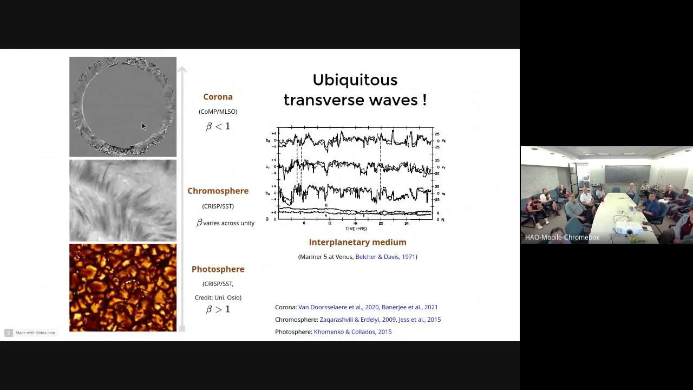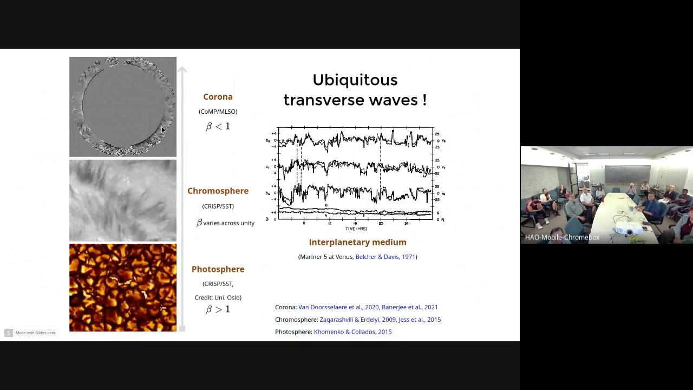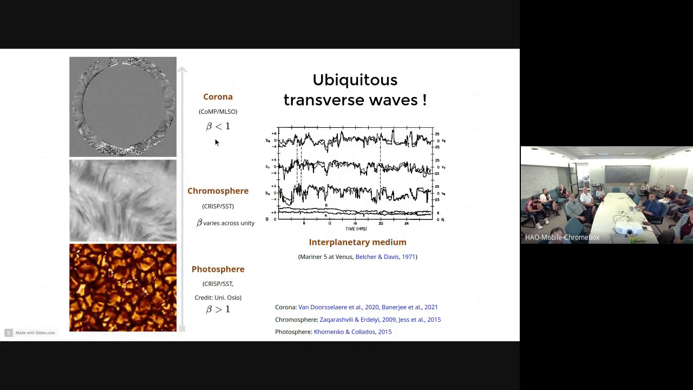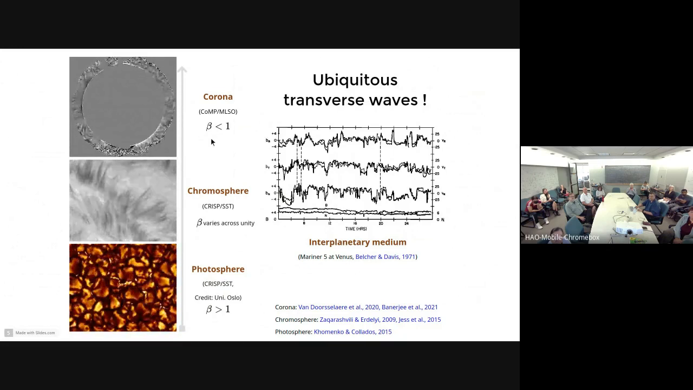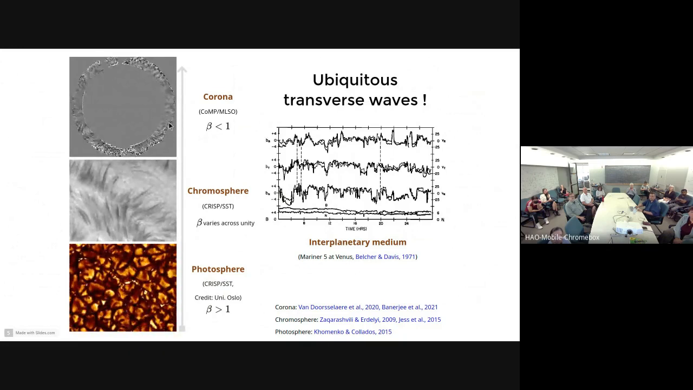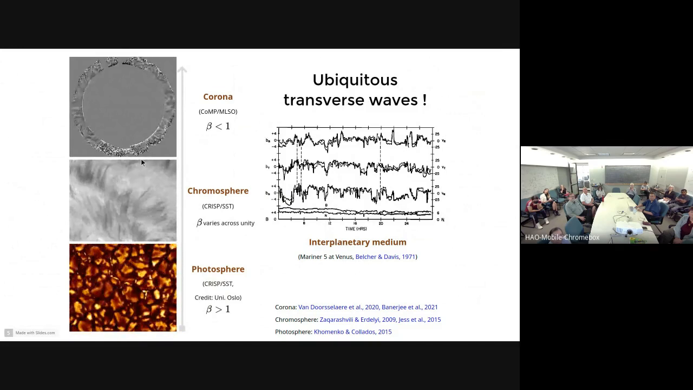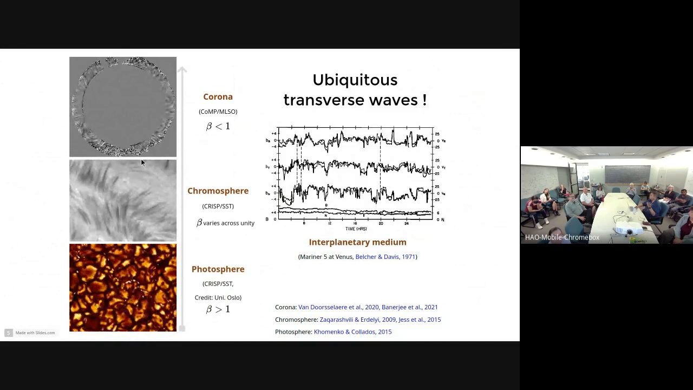Moving higher into the solar atmosphere, in the corona, we have observations from the CoMP instrument, and this is the region where the plasma beta is less than 1, which means the magnetic pressure is dominant. Here, from the CoMP observations, we can see these transverse motions, and the corona is being filled up with these sorts of waves.